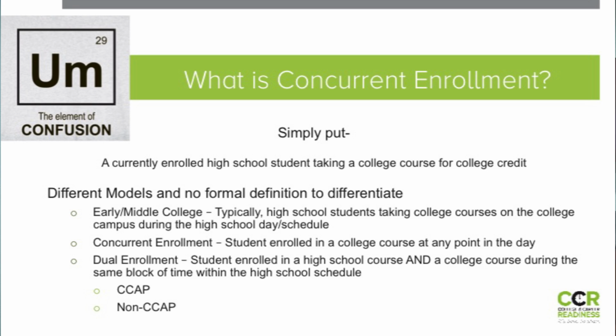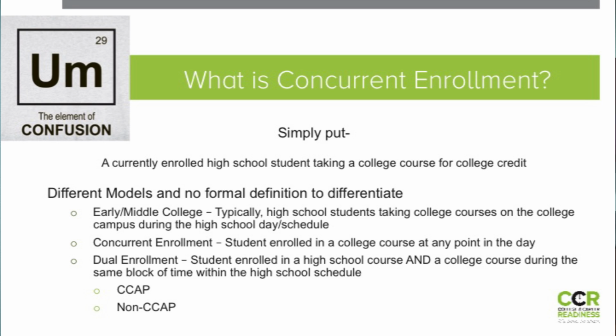So you can see here there's 3 different models for concurrent enrollment. The early middle college option is usually where high school students are taking college courses on the college campus as an integrated high school program. So they are enrolled in their high school courses as well as college courses at the same time, because that's how their high school was built. So some are early college, some are middle college.